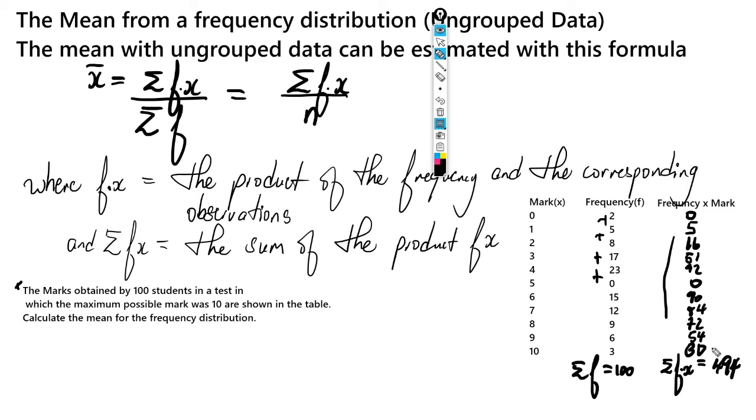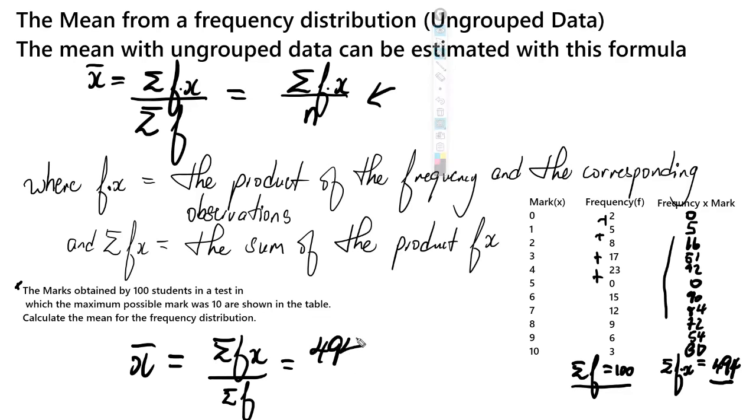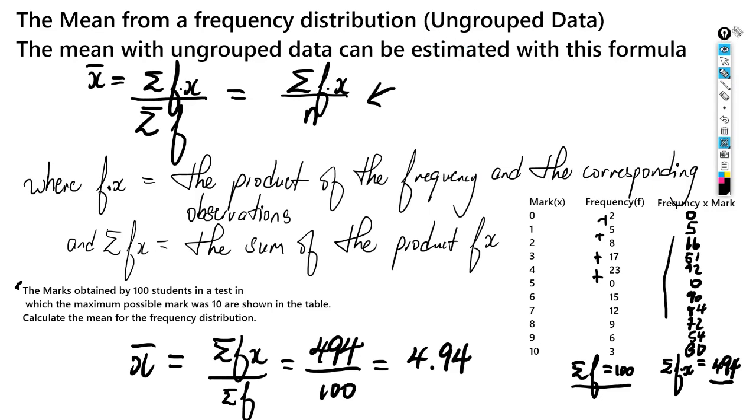Okay? Now, since you get 494, we can actually use the formula now, right? So to find x bar, which is the mean, it's actually the sum of f times x, which is the 494, over the sum of f, which in this case is 100, right? So we're going to get 494 divided by 100, and the answer for the mean is 4.94. All right, guys? So that's how you do it in this case with ungrouped data, guys.